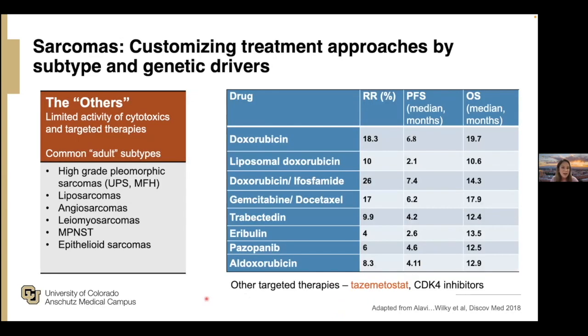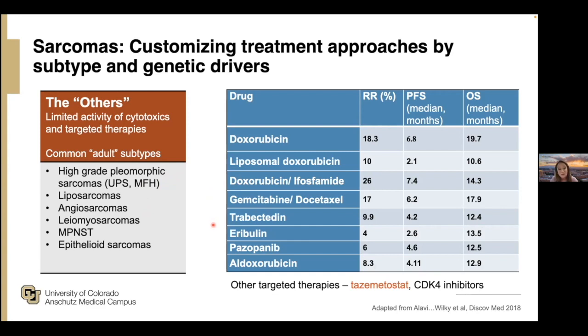And then finally, the third class, the others. So unfortunately, this is what we most commonly see in our clinic. These are our common adult subtypes like pleomorphic sarcomas, liposarcomas, and so on. Unfortunately, here there's limited activity of cytotoxic chemotherapy as well as targeted therapies. So what I'm showing here on the right is a list of chemotherapy drugs that have been approved or that are commonly used in sarcomas.